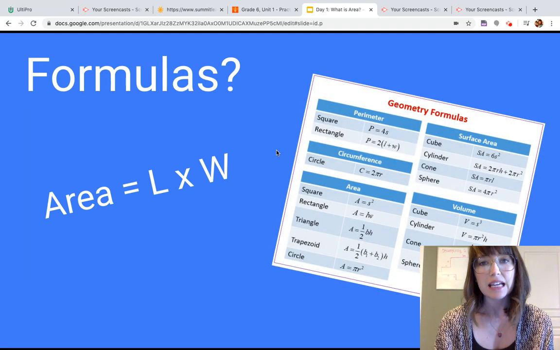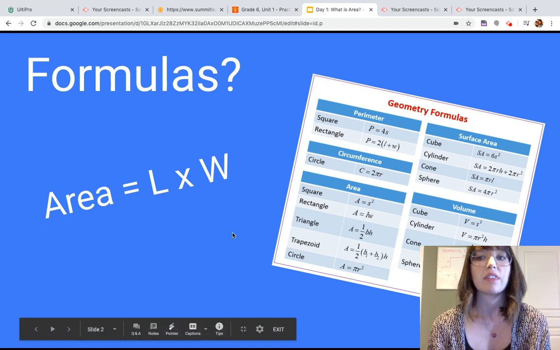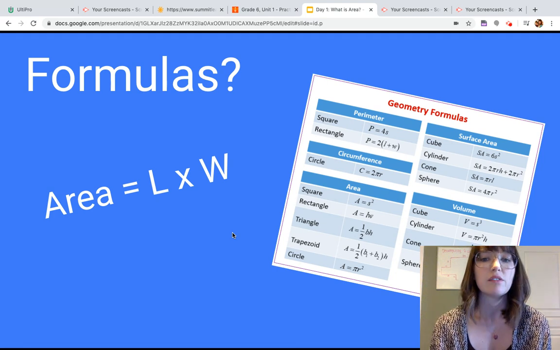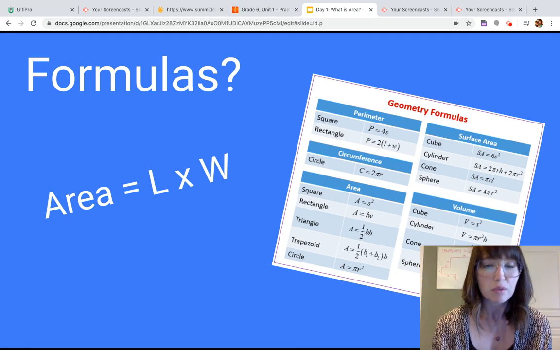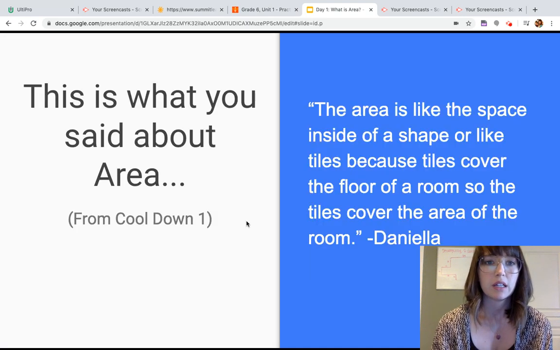But the reality is that when we get down to it, geometry formulas are massively long lists of things that we need to multiply, add, divide, and they're great rules to follow, especially when you don't remember them because they're impossible to have them all memorized. But to understand the concept of area is much bigger than just memorizing all of these formulas. So some of you, when you were taking your cool down yesterday, you put some amazing things in, and I wanted just to highlight a few of you.